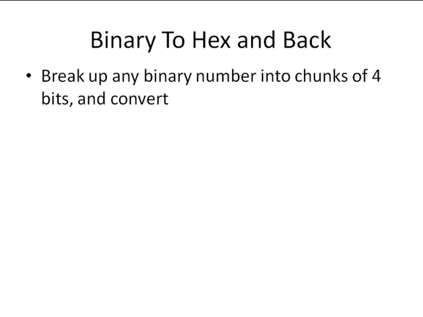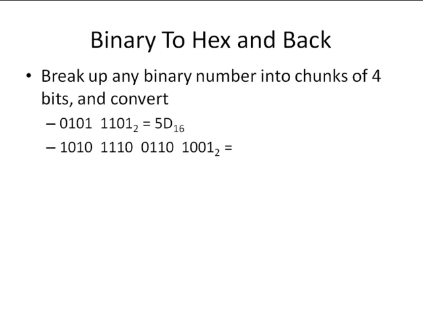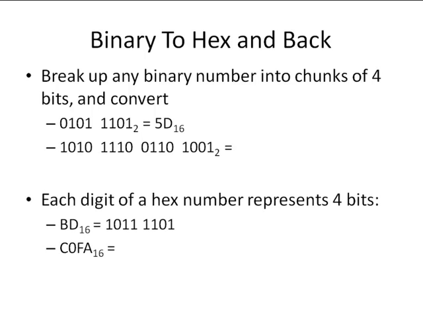So to convert between binary and hex is actually very straightforward, because we can break up any binary number into chunks of 4 bits and convert. So it becomes much more straightforward. You only ever have to convert a 4-bit number at a time. If you're converting a binary number that's got 6 bits, you take the least significant 4 bits, convert that to hex, and then add another couple of leading zeros, and then you can convert it into 2 hex values. And there's another one there left as a challenge for you.